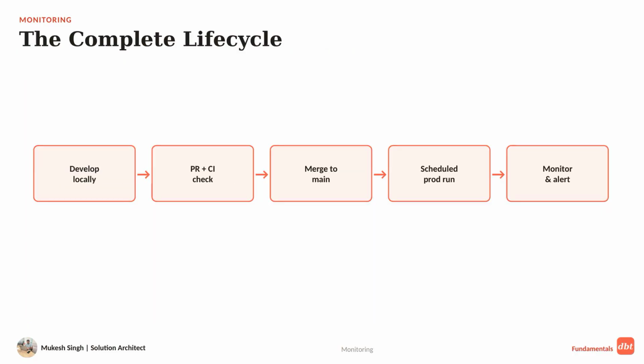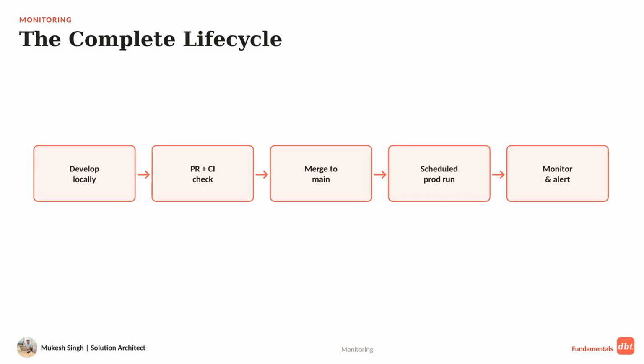Here's the complete lifecycle, start to finish. You develop locally, in your own isolated schema. A pull request triggers an automatic CI check, testing only what changed. Once approved, it merges into main. A scheduled job then runs that code in production, on whatever cadence you've set. And monitoring watches the whole thing, alerting you the moment anything fails.